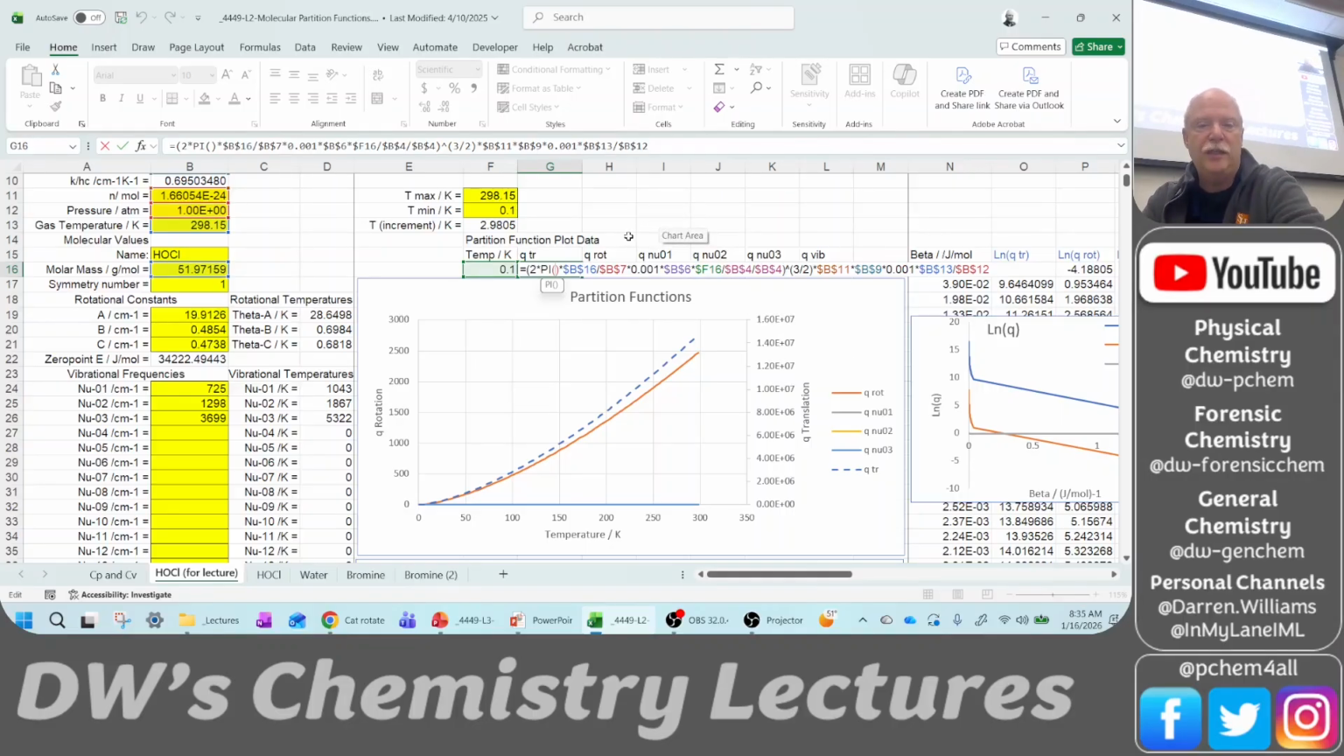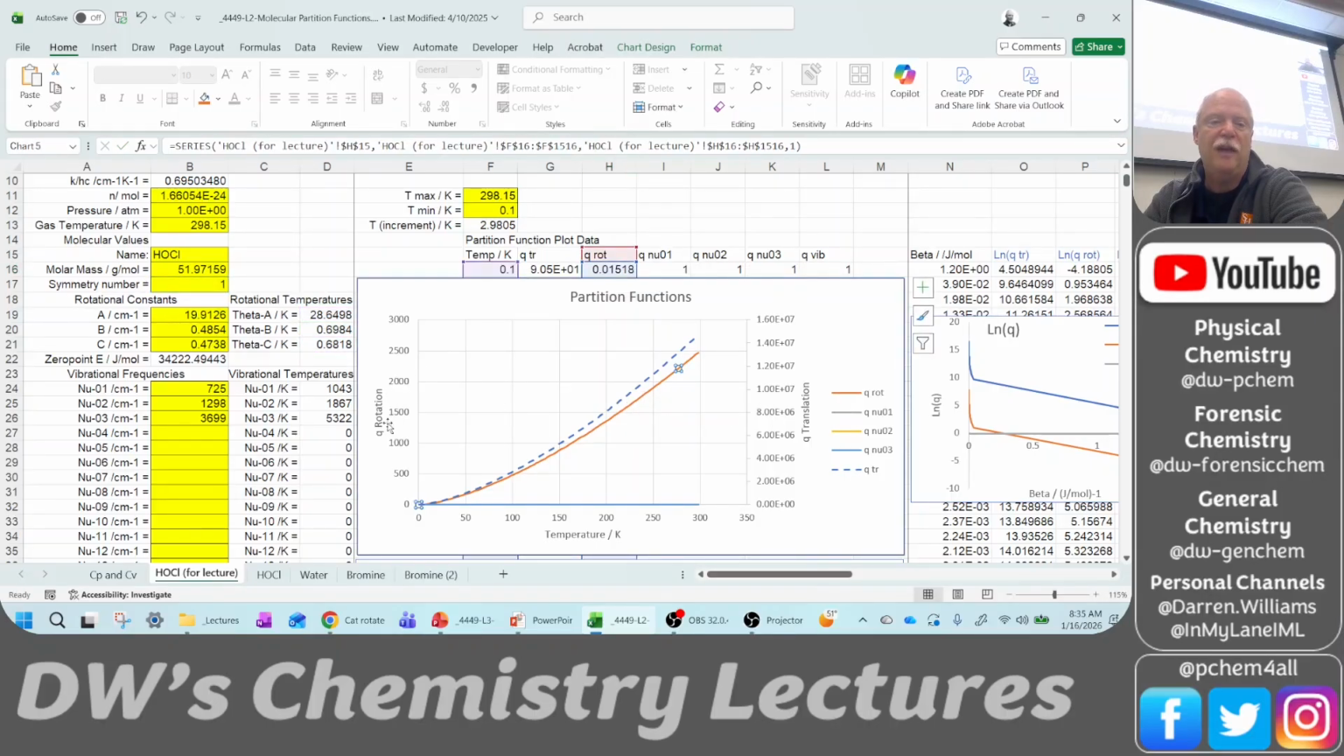And then for the rotational partition function here, that just uses theta A, B, and C, those rotational temperatures, and the square root of pi, and the symmetry number, and all of that stuff. And that's plotted here in the orange. That's this one right here. And it's plotted on this left axis. And you see it's 2,000. Instead of something times 10 to the 7th, it's 10 to the 3.